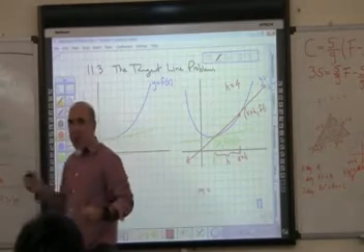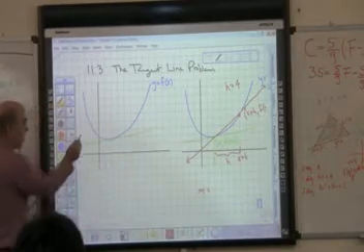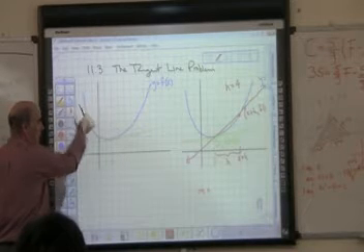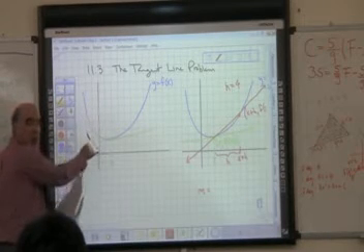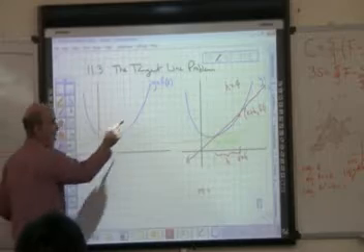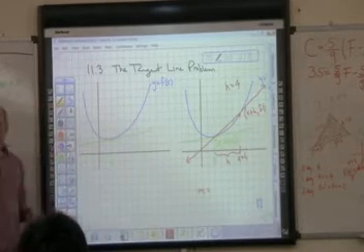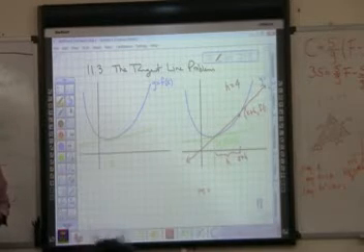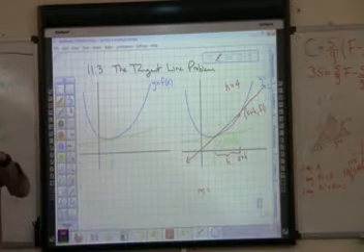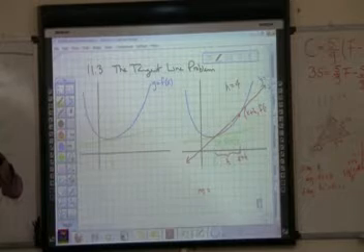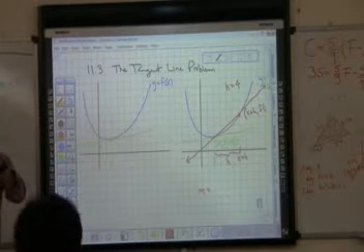But no matter what point I picked, if I pick a point over here, I can draw a line that's tangent to my curve over here. If I pick a point over here, I can draw a line that's tangent to my curve over there. It doesn't matter what point I pick. If I have a sharp point on my graph, then at that point, I can't draw a tangent.